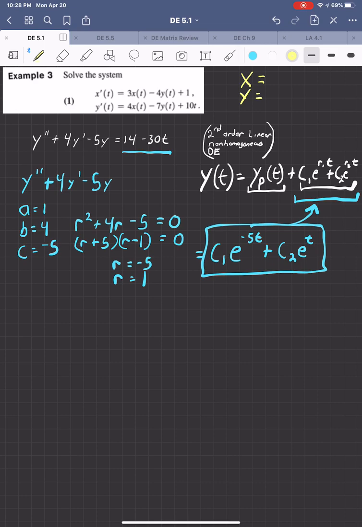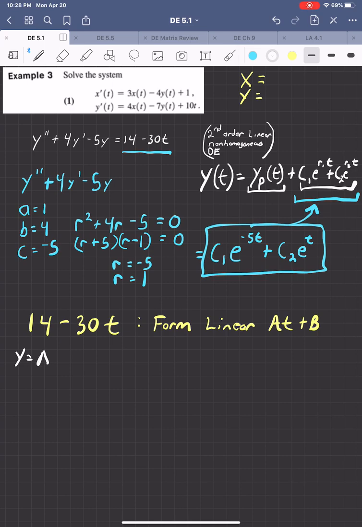So we're going to take a look at that non-homogeneous part, 14 minus 30t. And if you recall, the question is, what form are we dealing with, right? What is the form of the answer? Well, 14 minus 30t, that's just linear. So we're going to use the at plus b form. All right? So in other words, y is equal to at plus b. y prime would be equal to a. And of course, y double prime would equal 0.